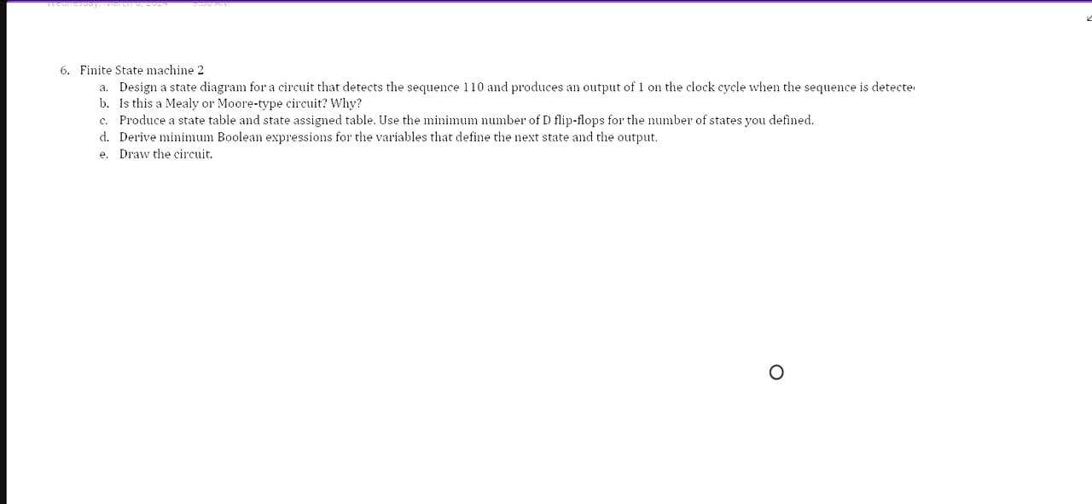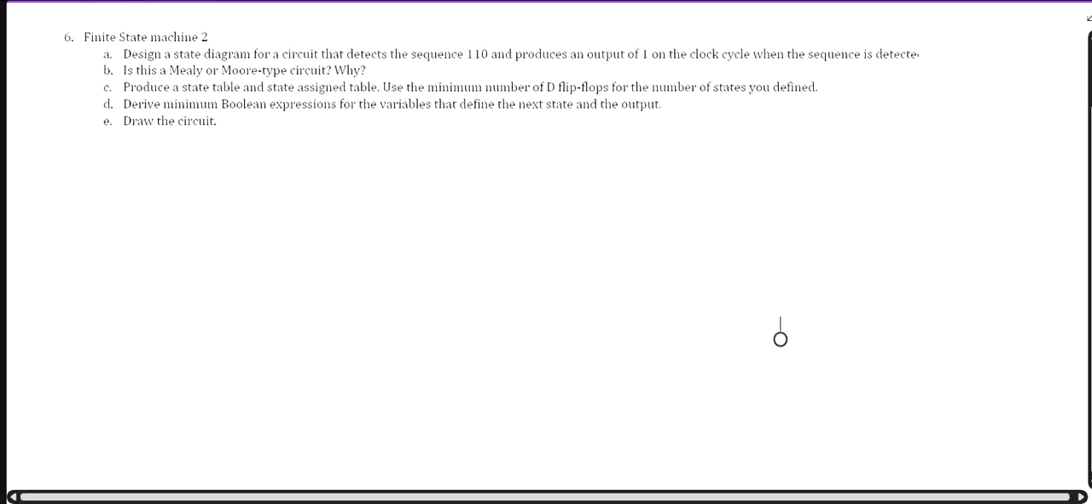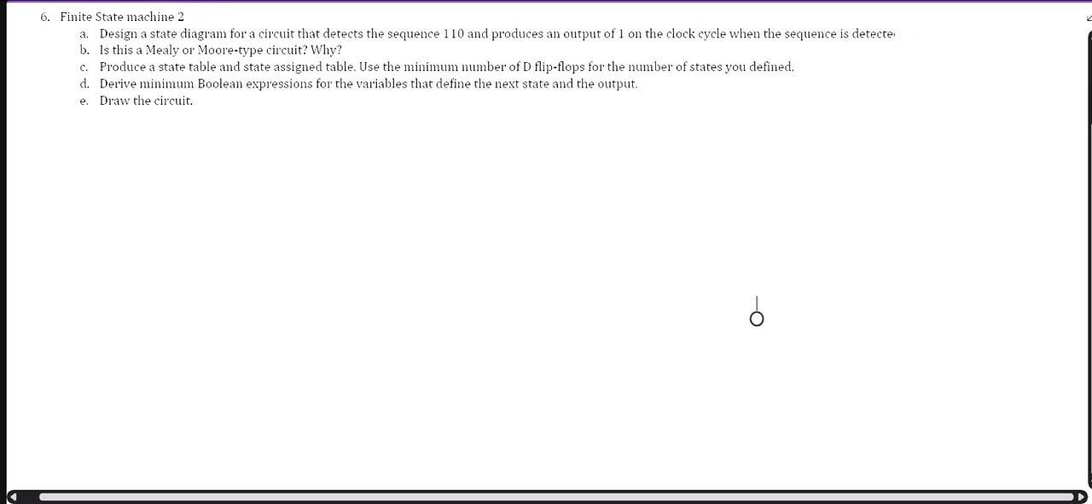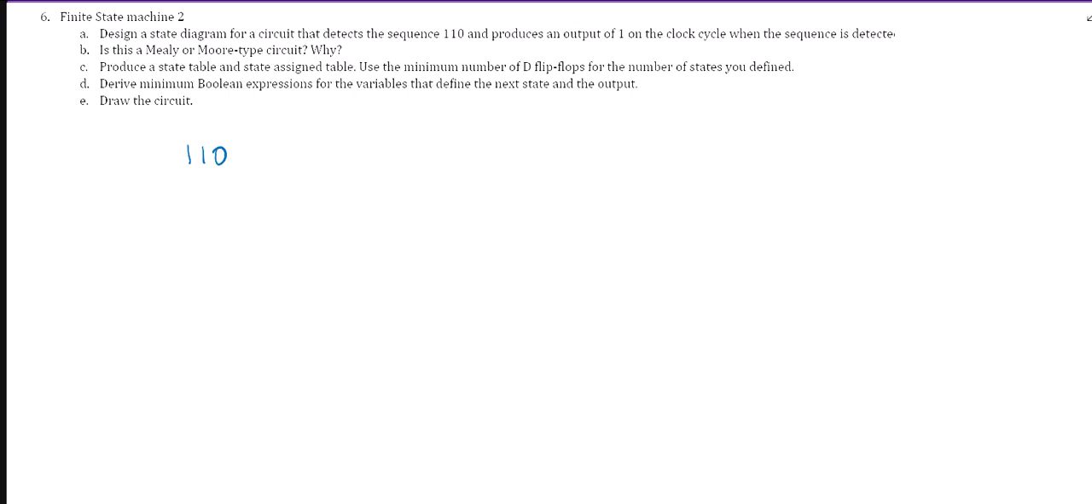So here is a problem that has a lot of good review in it for your test coming up. Design a state diagram for a circuit that detects the sequence 110 and produces an output of 1 on the clock cycle when the sequence is detected. Is this a Mealy or Moore type circuit? And why? And then it goes on from there. So we want to detect the sequence 110, so we want to think about what the various stages are towards getting there.